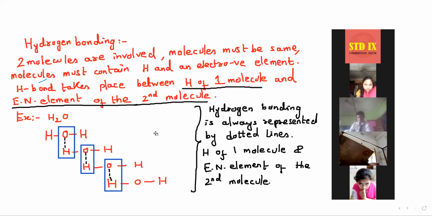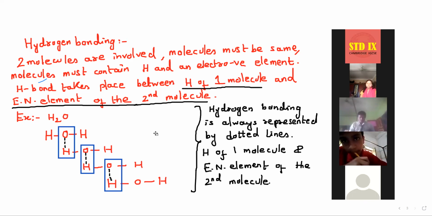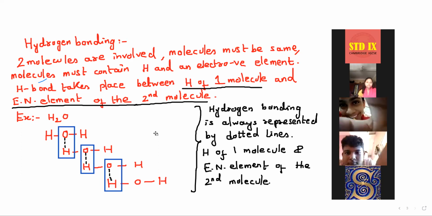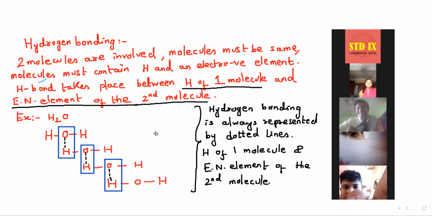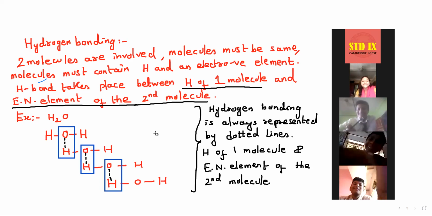How many hydrogen bondings have I shown here? Three. Please count the blue box. The bonding is 3, but the elements are 4. Hey, who is that? Sagnik, I will send you to SSKM hospital.